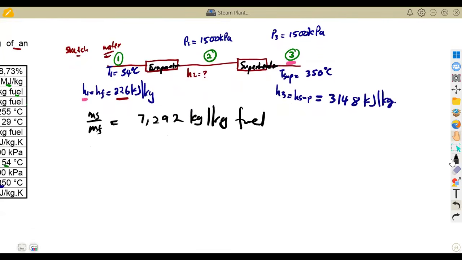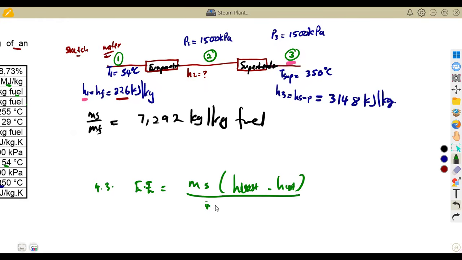So if we are taking our equivalent evaporation for the entire plant, then our formula for equivalent evaporation, remember, is the mass of steam times H last minus H first, over the mass of fuel times 2257. According to the entire plant, our last H is H3, and our first H is H1. So that will be our formula.